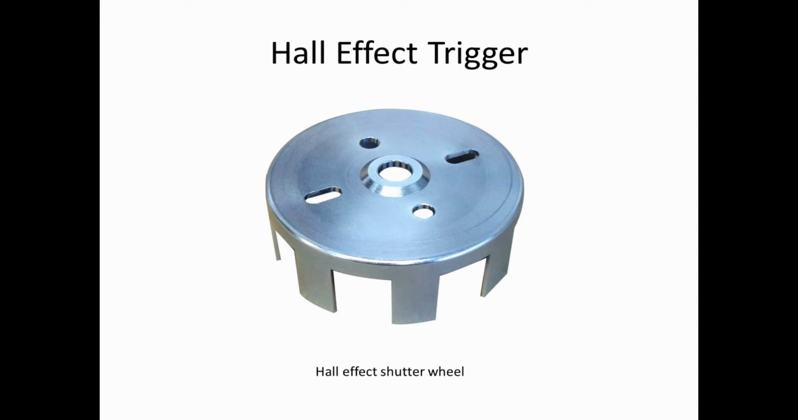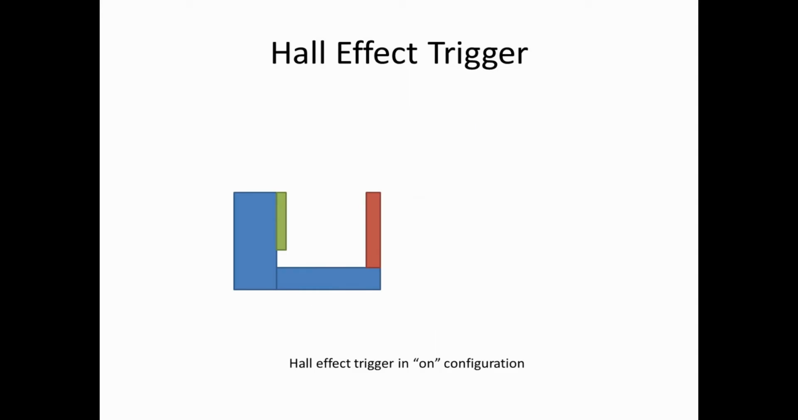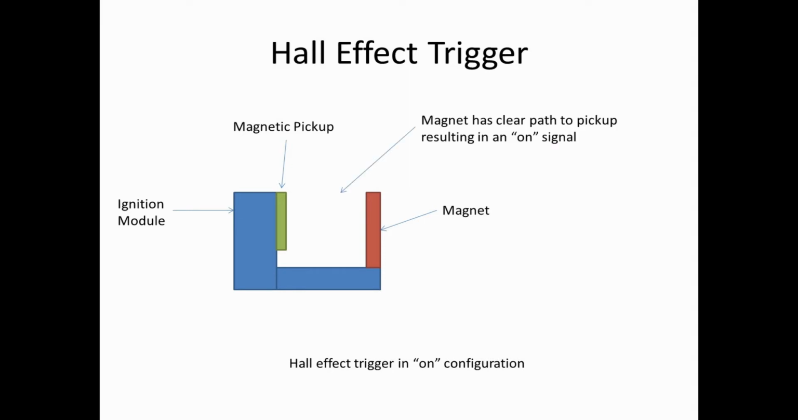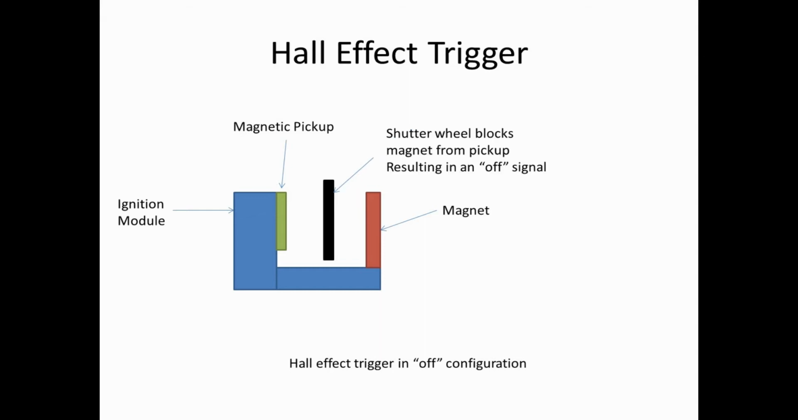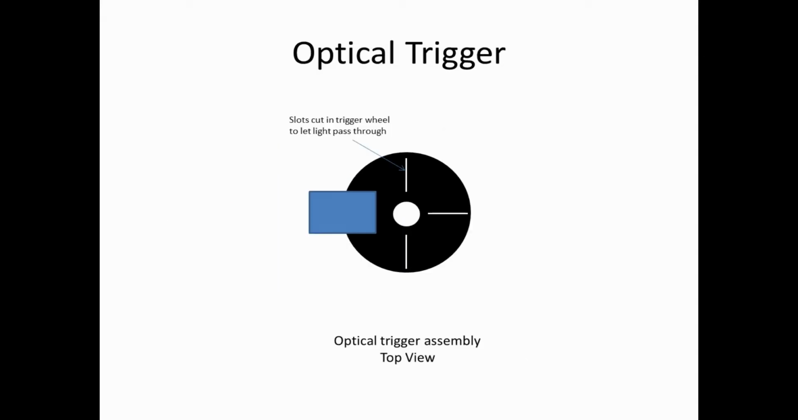The next type is a Hall effect trigger, which is kind of similar but kind of different to a magnetic trigger. So this thing you're looking at is a shutter wheel for a Hall effect. With the Hall effect trigger, we have an ignition module and we have a magnet on the other side. The magnetic pickup is mounted to the ignition module. The ignition module translates the signal from the magnetic pickup. In the on configuration, the magnet has a clear path to the pickup, resulting in an on signal. When the shutter wheel comes around and blocks the magnet from the pickup, this results in an off signal.